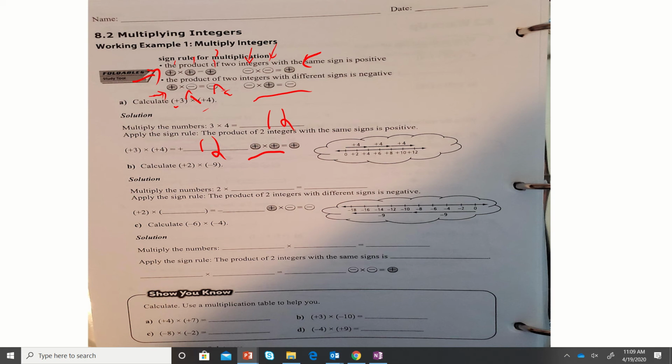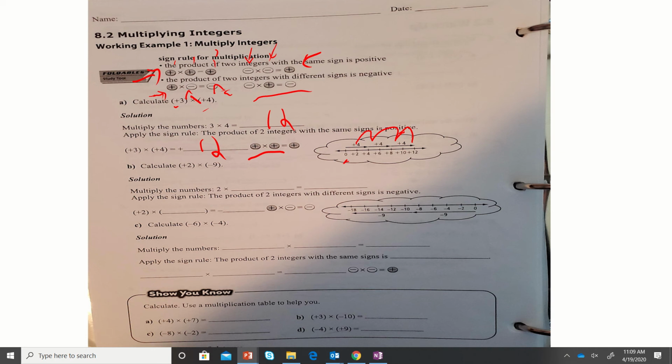You can look at it on a number line too. It's an interesting way of looking at it. We start at 0, and we go plus 4 each time, and we do that 3 times. So 1, 2, 3. We get plus 4, plus 8, plus 12. So that's another way of doing it.